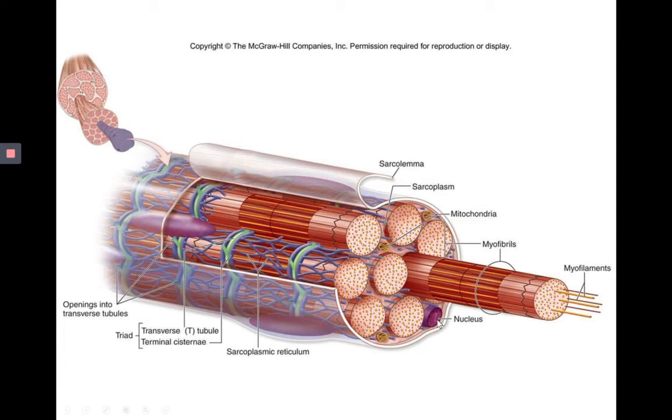And of course there's also a nucleus. There's plenty of nuclei in skeletal muscle because it's multinucleated. So this is just an overview of what a single skeletal muscle cell or fiber looks like.